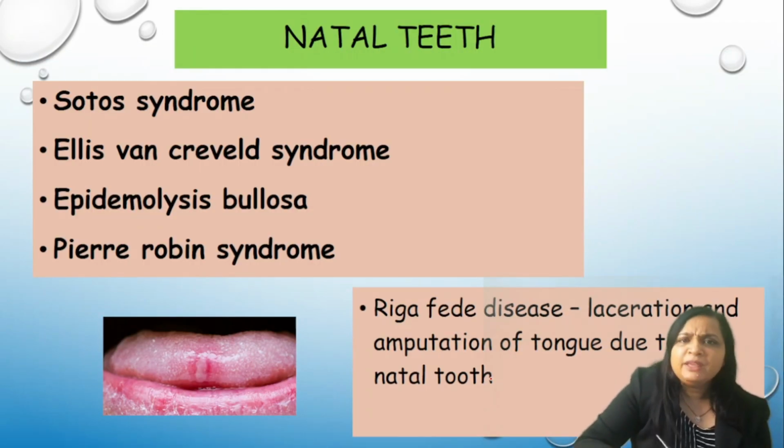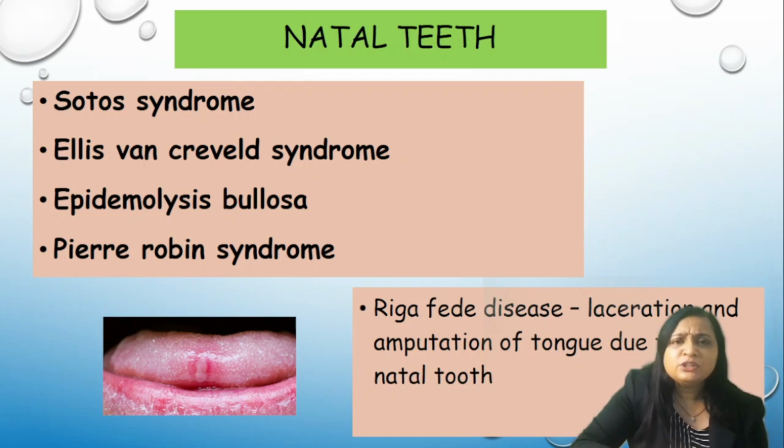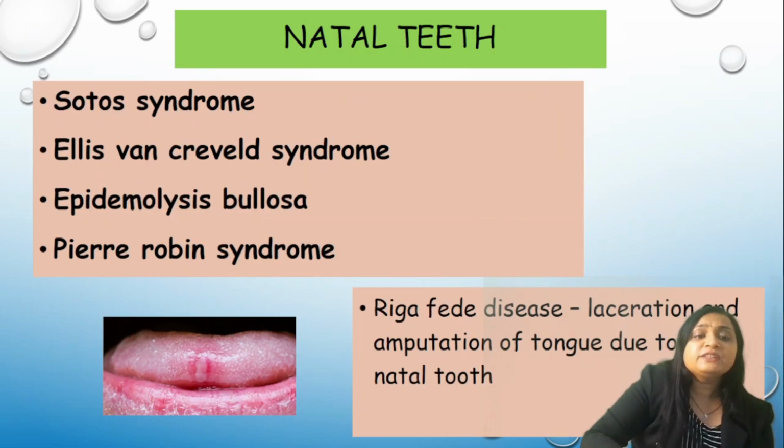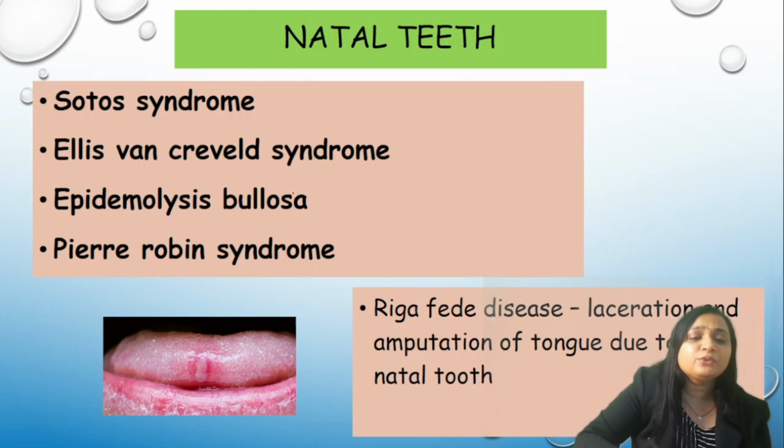Natal teeth could be idiopathic, without any finding, without association of any symptoms, but it could also be a part of syndromes, like Soto's syndrome, Ellis-van Creveld syndrome, epidermolysis bullosa, or it could be a part of Pierre Robin sequence.